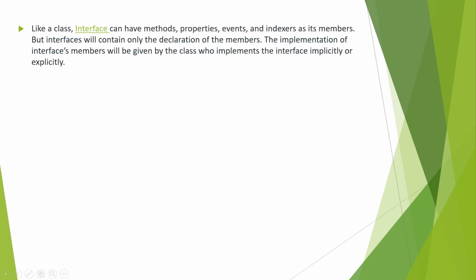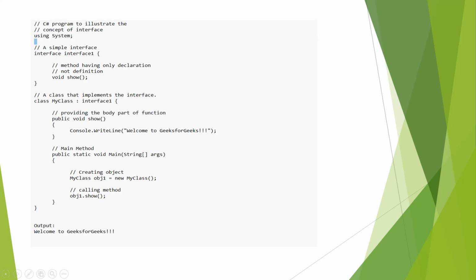Now, what is the interface? In an interface, we can only declare the members and methods, right? But in an abstract class, we can have both types of methods. This is a simple example of how to implement the interface. This is the interface declaring one method. My class just implements the interface in this way, and we are calling it this way, right? So this is the way of implementing the interface.